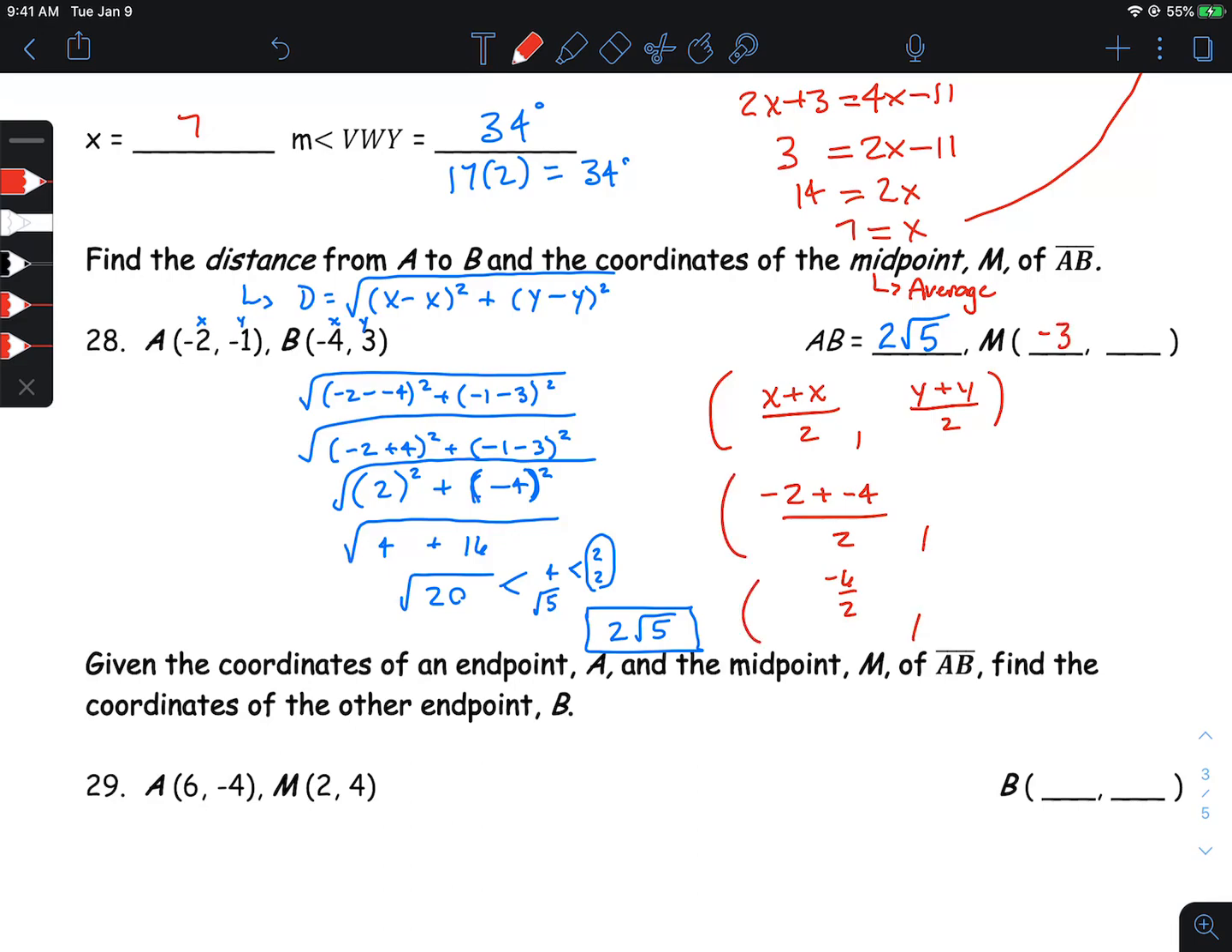Now there's a y piece to this here, and the y and the x are kind of independent of one another. One will not affect the other. So this next one would be the two y's, negative 1 and 3. Add those together and divide by 2. That would get you positive 2 over 2, and then that would get you positive 1 right there. And that'll be it.